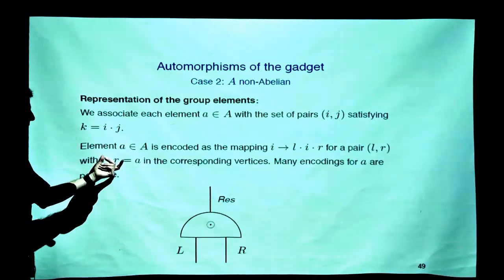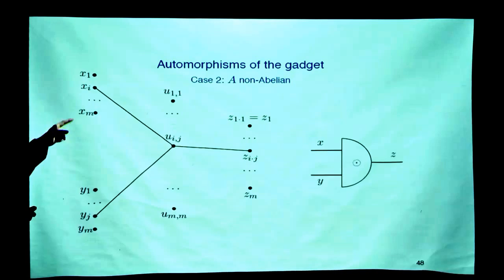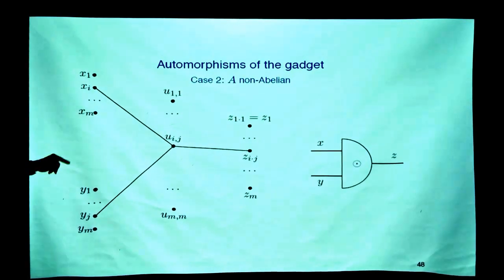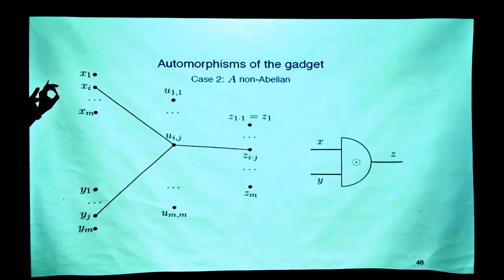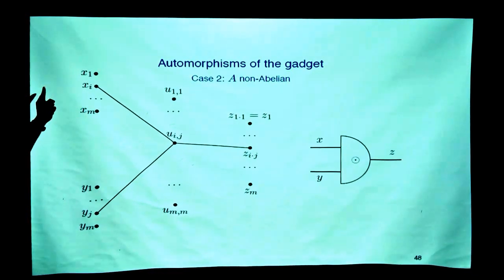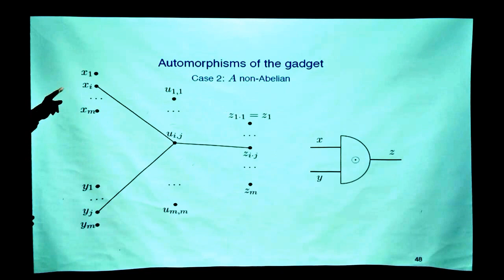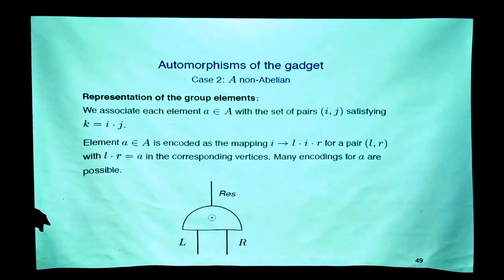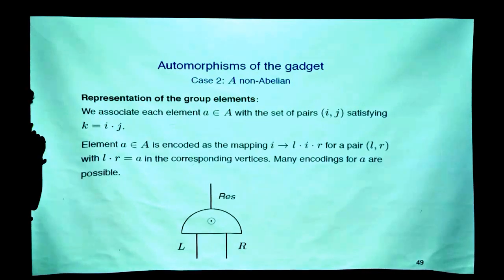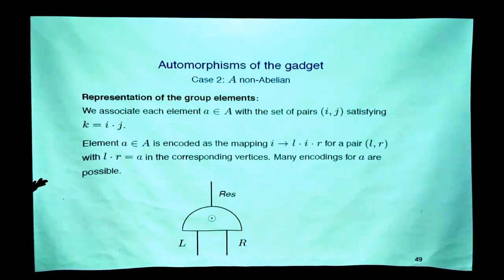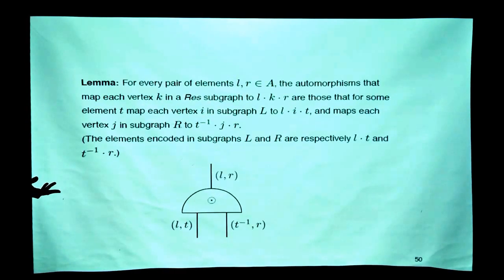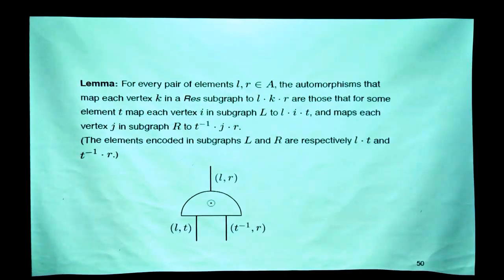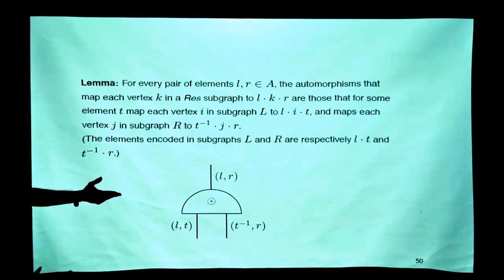Observe that there are many ways to encode. Once we encode an A, we factor A into two elements, left and right, and we multiply first times left, the element, and then from the other side, right. And here it shows that we have this property.